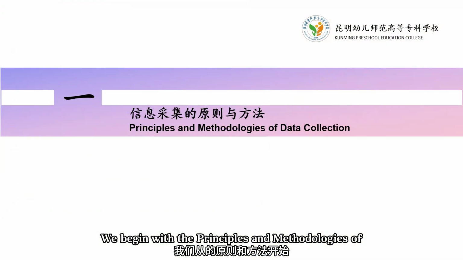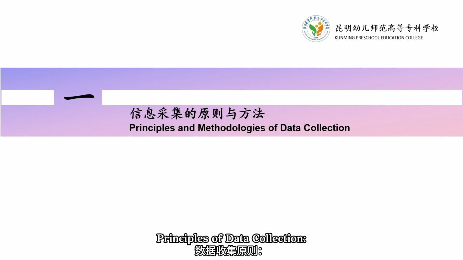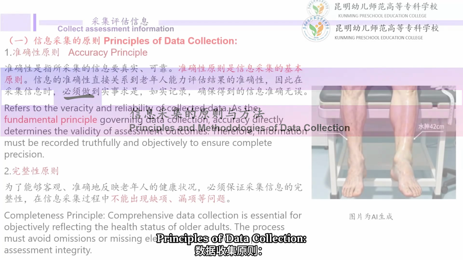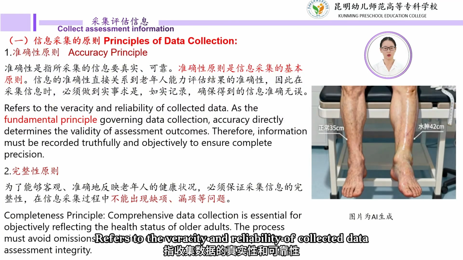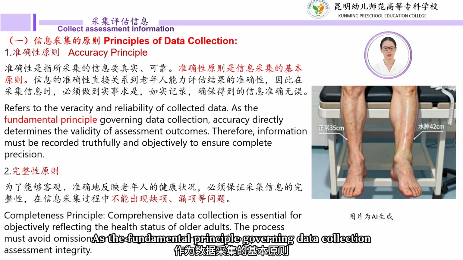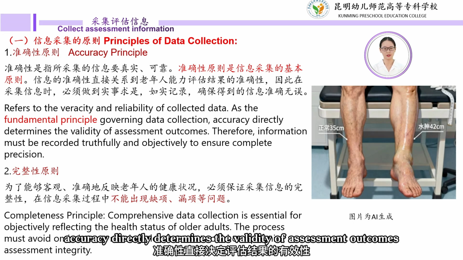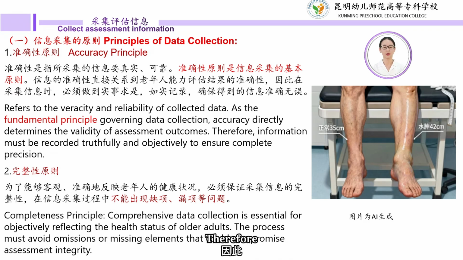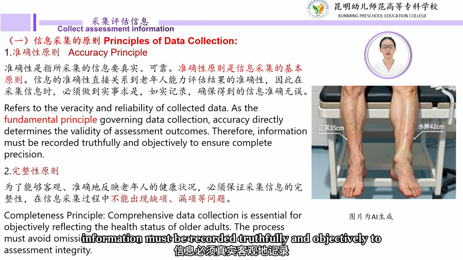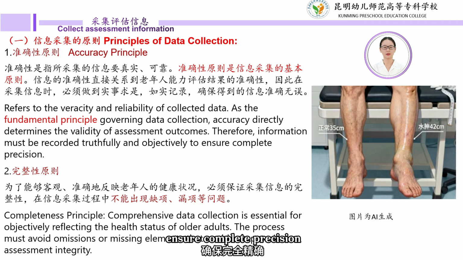We begin with the principles and methodologies of data collection. Principles of data collection. Accuracy principle refers to the veracity and reliability of collected data. As the fundamental principle governing data collection, accuracy directly determines the validity of assessment outcomes. Therefore, information must be recorded truthfully and objectively to ensure complete precision.